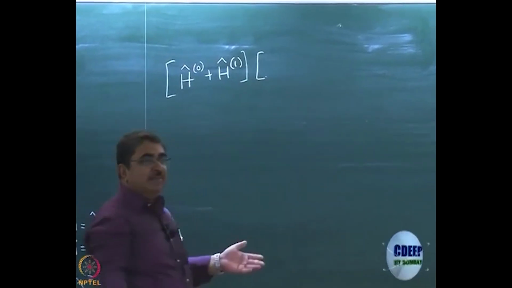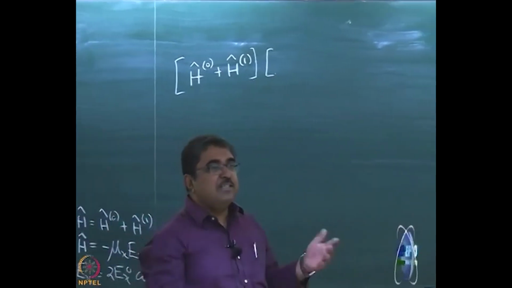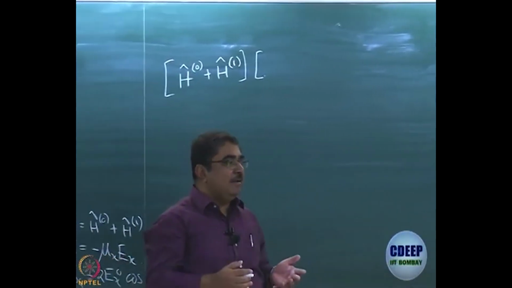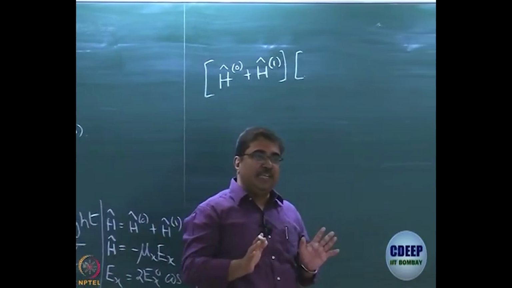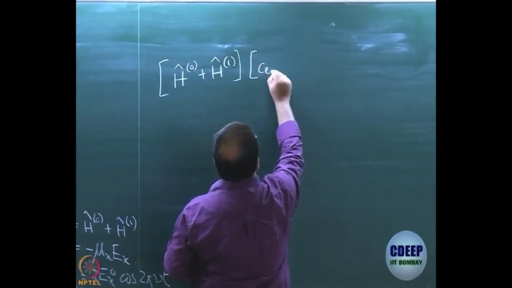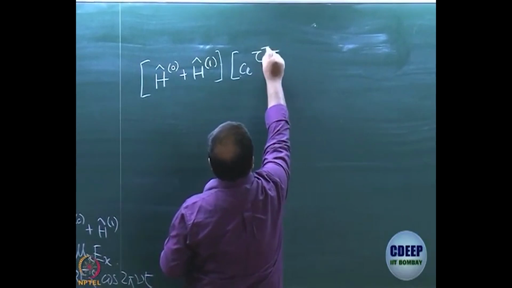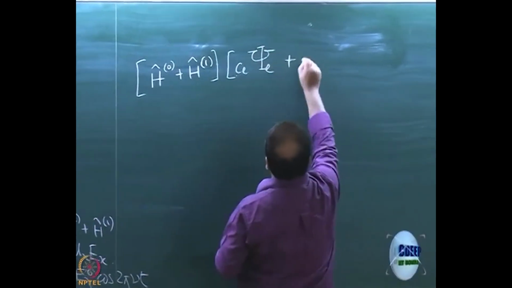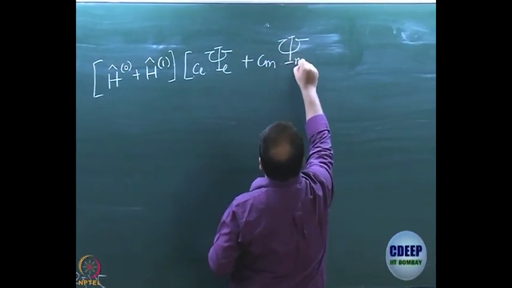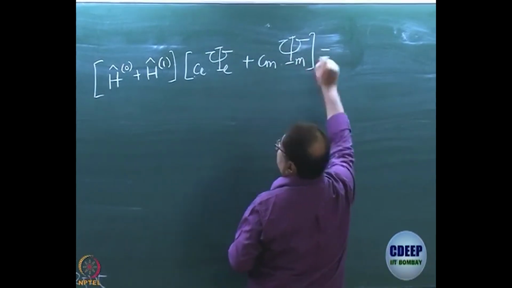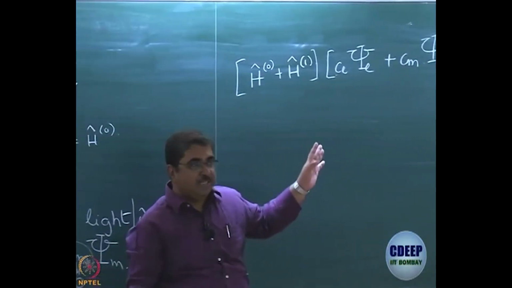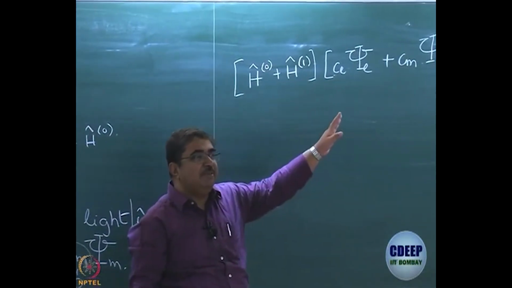What is the wave function? Tell me. What is the wave function when light is on? Cl into capital psi L plus Cm into capital psi M. We have to consider both the states. Cl into capital psi L plus Cm into capital psi M. I am trying to write the time dependent Schrodinger equation. So, can you tell me what the right hand side will be?